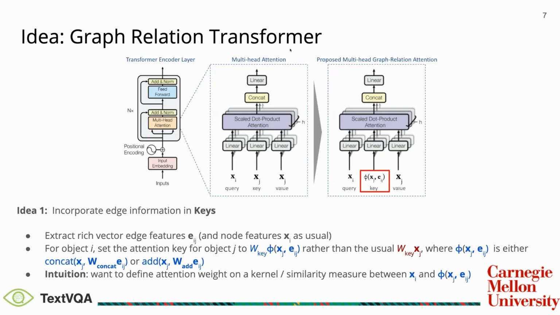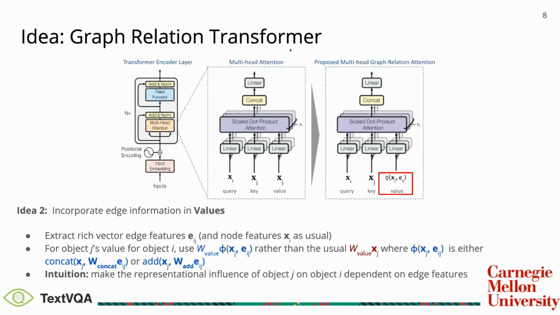For this, we focused on the multi-headed attention module of the transformer. The way that this module works is that for some object I, the key of some object J determines how much attention I pays to J, i.e. how relevant J is. So one of our ideas is to fuse the edge features E into the node features X at this key with a fusion function phi. And possible choices of phi are the concatenation or addition functions. And so the idea here is that we allow object J's relevance for object I to depend on the edge information.